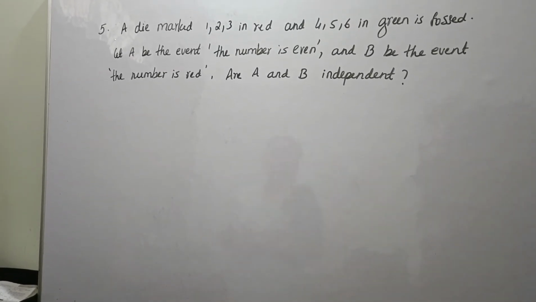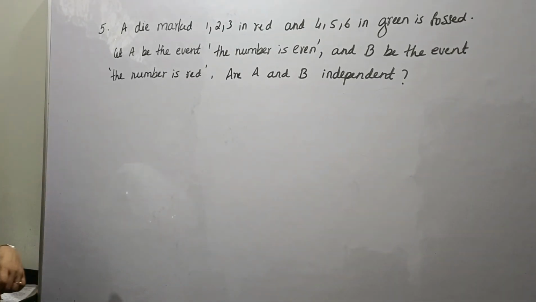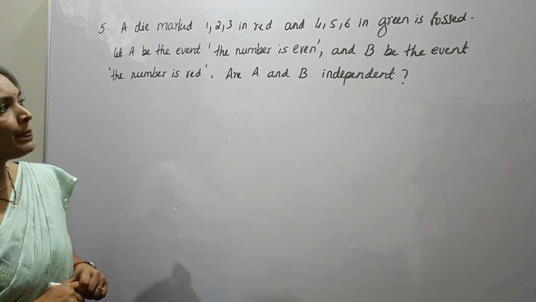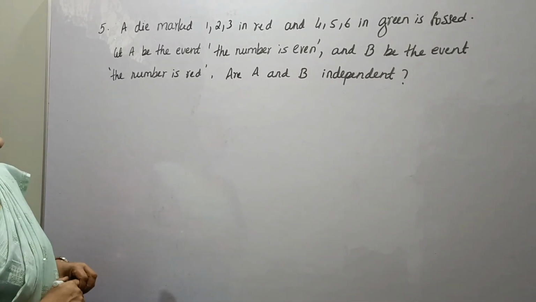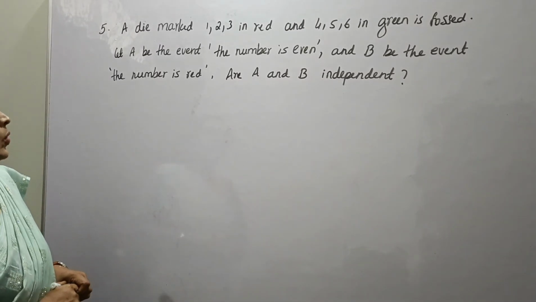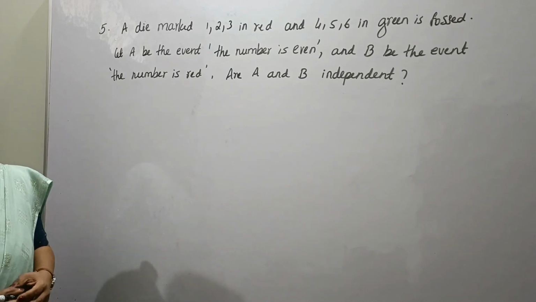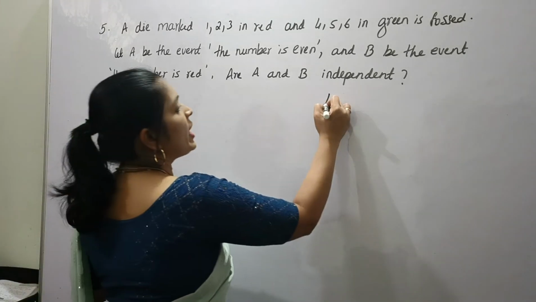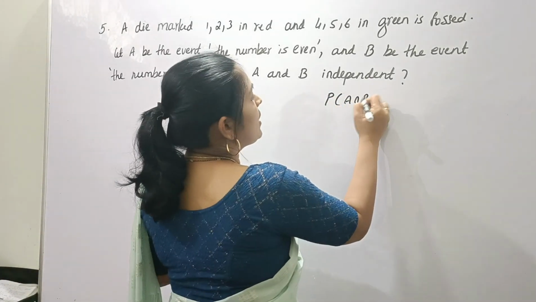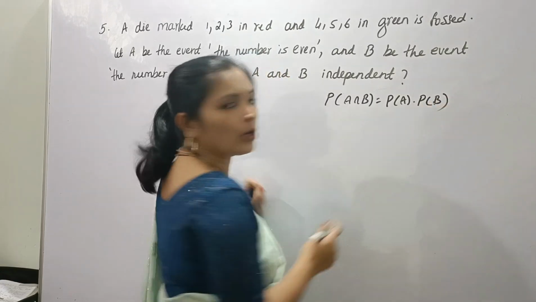A die marked 1, 2, 3 in red and 4, 5, 6 in green is tossed. Let A be the event, the number is even, and B be the event, the number is red. Are A and B independent? So here also we have to check whether probability of A intersection B is equal to probability of A into probability of B or not.